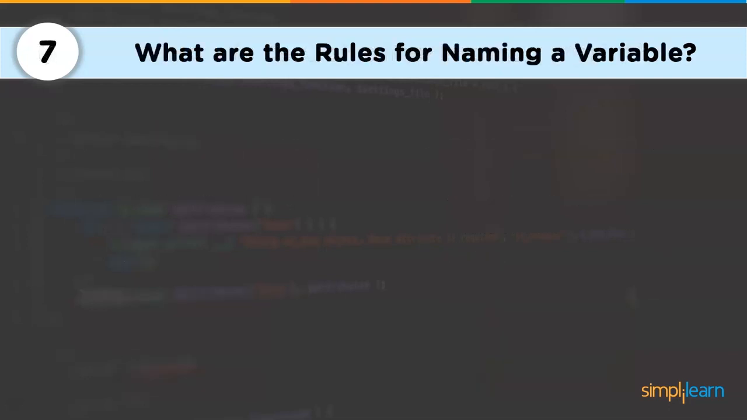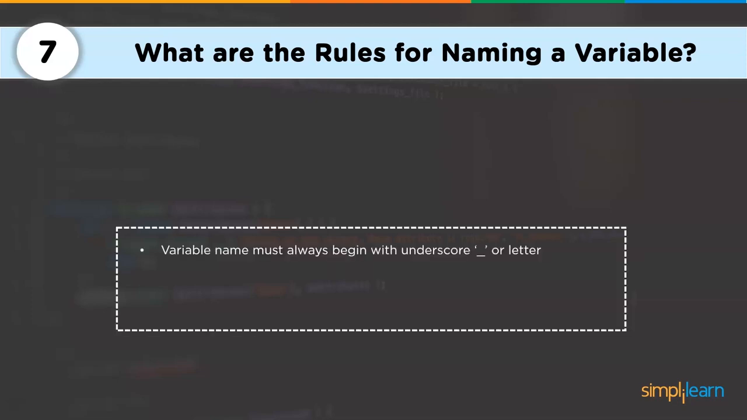Next, what are the rules for naming a variable? Now there are certain rules or good coding practices which you have to follow while naming a variable in your PHP code. So a variable name must always begin with an underscore or a letter. So it cannot begin with a number or a special character for that matter.